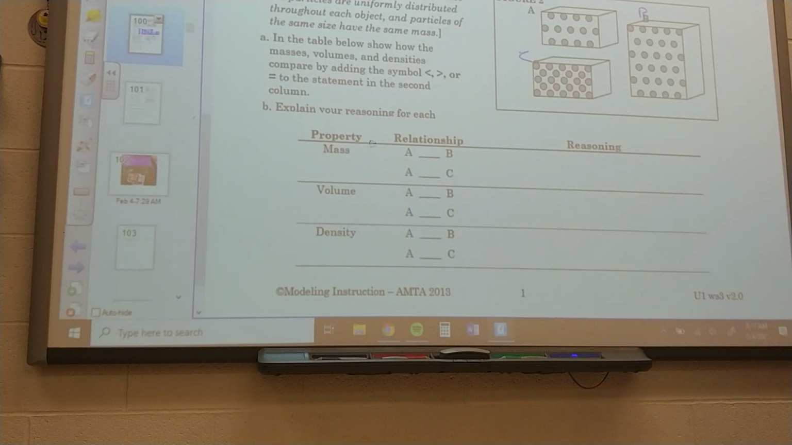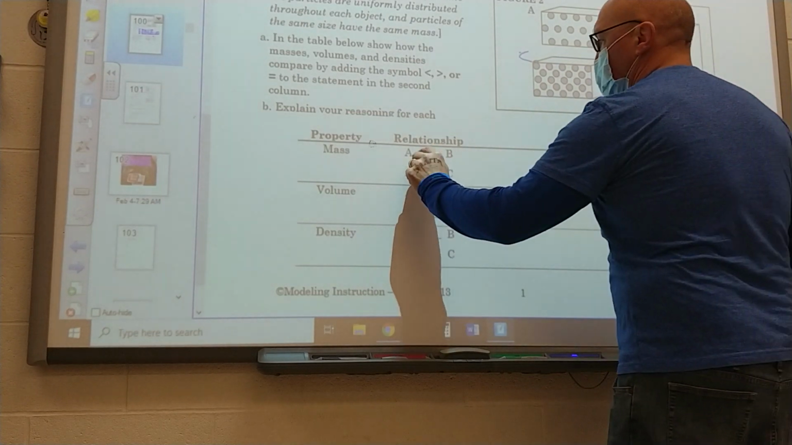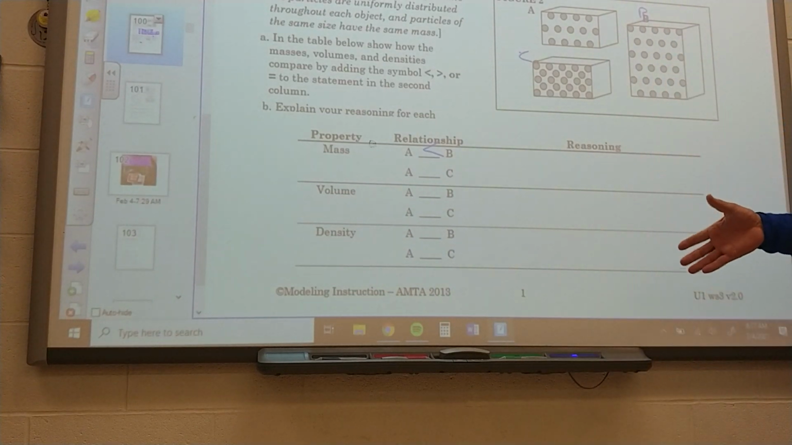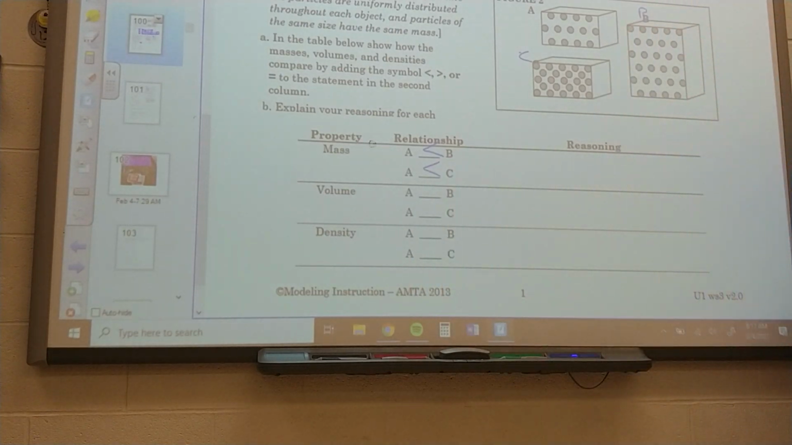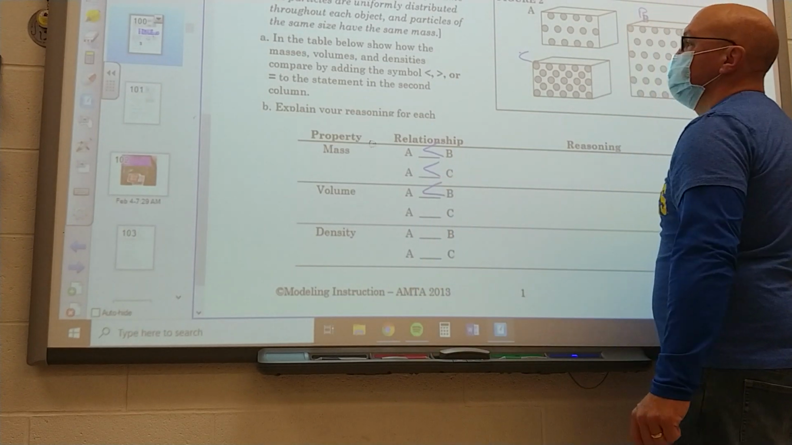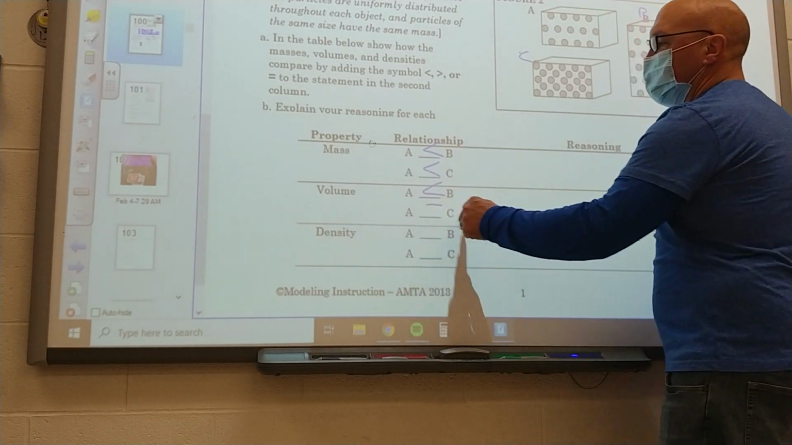Okay. A versus B. Well, B has more mass, it has more dots. I'm not going to write all the reasons, but if it were test day, you would. A versus C. C has more dots. Volume, A versus B. B takes up more space. A versus C, did you say they're equal? Yeah.